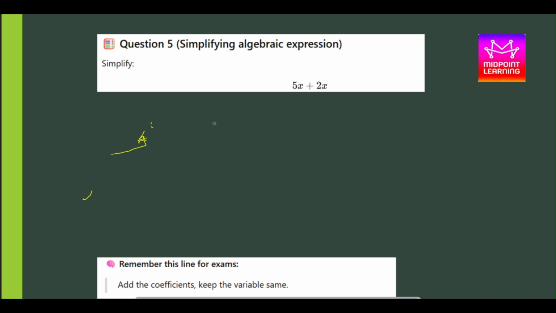Now we have to simplify the algebraic expression 5x plus 2x. So in the expression 5x plus 2x, what we need to do? We have to add the coefficients and keep the variable same. So the answer is 7x. So how did we solve this question? First see whether the terms are like terms or not. 5x and 2x are the like terms, right? Then we will add the coefficients and we will keep the variable as is, right? So the answer will be 7x.